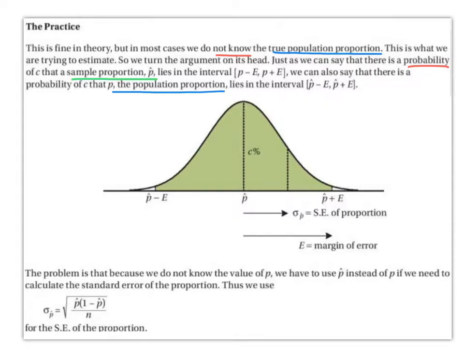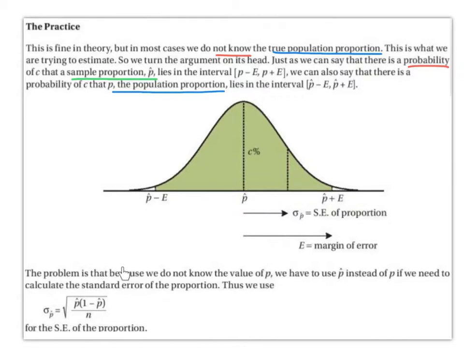So our curve looks very like the one we saw previously, except our line of symmetry is no longer P, we now have P hat. Again, from the center to this point here, we have E, the margin of error. So this point here is P hat plus the margin of error, and this point here is P hat minus the margin of error. And from here to here is still the standard error of proportion.